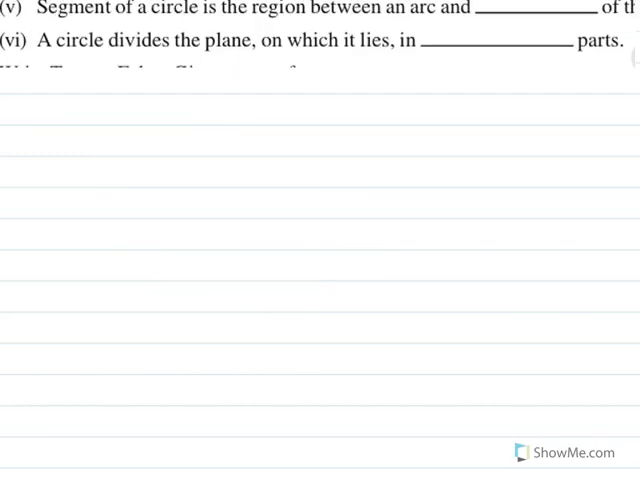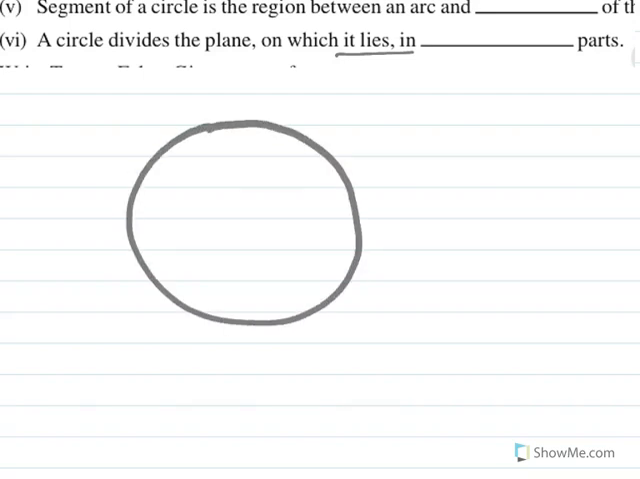A circle divides the plane on which it lies into how many parts? So here is a circle I'm drawing. Now it divides this entire plane into 3 parts. One is the interior of the circle, then points that are in the exterior outside, and then points which are on the circle.